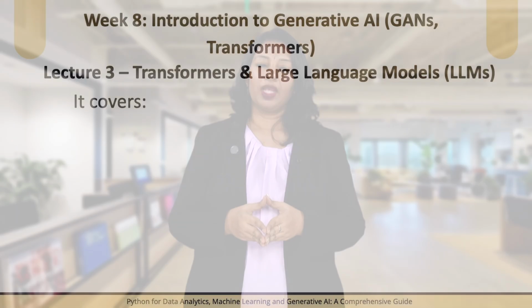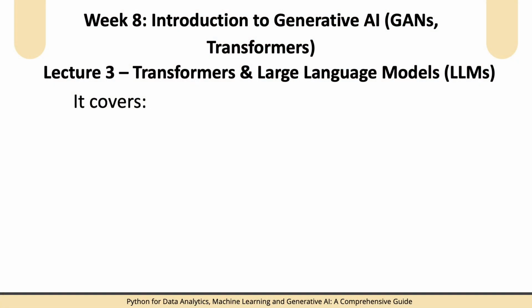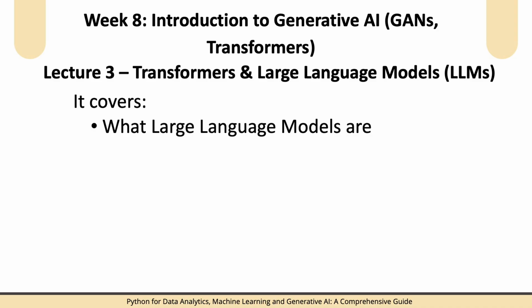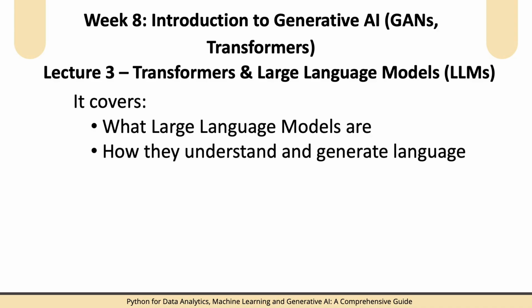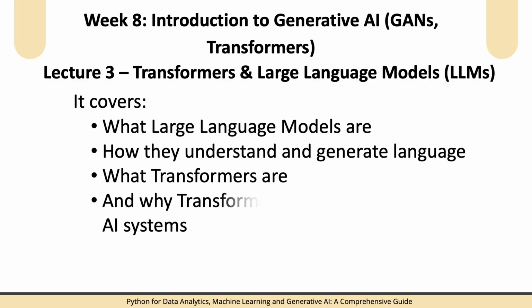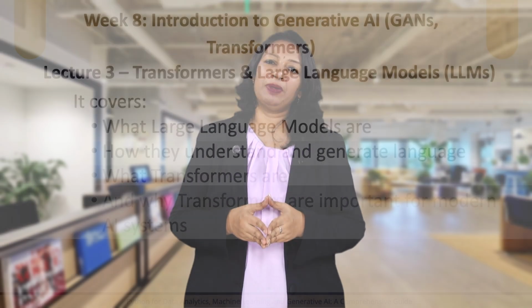These models can understand human language and generate responses that sound very natural. But how do these systems work? What technology makes them so powerful? The answer lies in a special type of neural network architecture called the transformer. In this module, we will learn what large language models are, how they understand and generate language, what transformers are, and why transformers are important for modern AI systems. And let us begin with the basic idea of large language models.